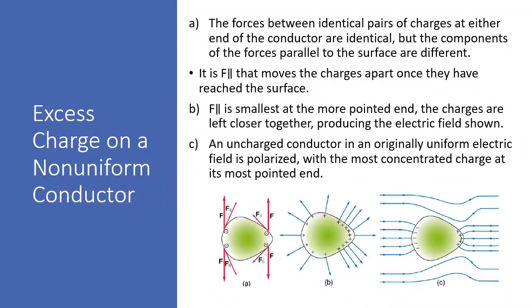In part C, an uncharged conductor in an originally uniform electric field is polarized with the most concentrated charge at its most pointed end. When the charges are close to a flat surface, the force allowing them to spread apart is greater, which is why the charge is more gathered at the pointed areas.